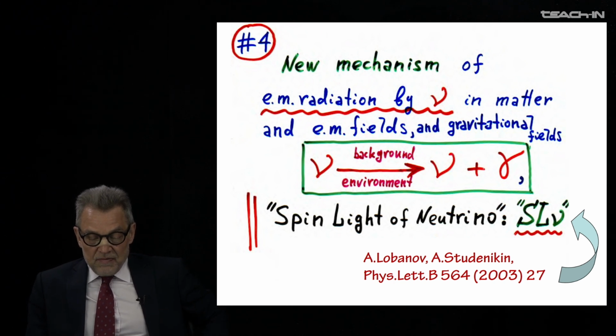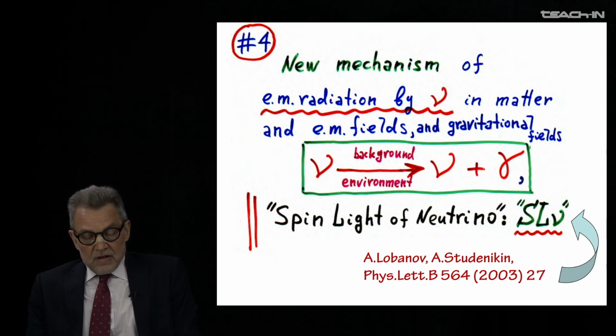This is a reference to our paper with Lobanov, published in Phys. Letters B in 2003, where we introduced this mechanism and described it using the quasi-classical theory of neutrino spin evolution. I would like to mention in the very beginning that in this process the neutrino changes its spin state: the active left-handed neutrino is converted to the sterile right-handed neutrino with emission of light. And our quasi-classical theory is based on the solution of the quasi-classical equation for neutrino spin evolution.